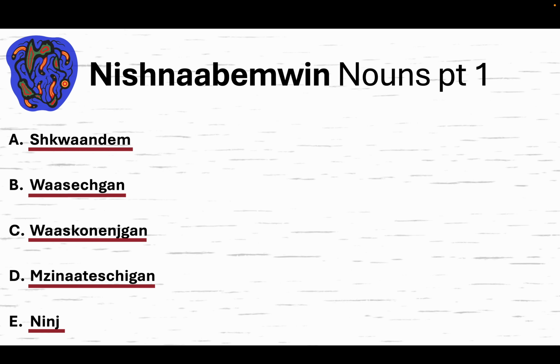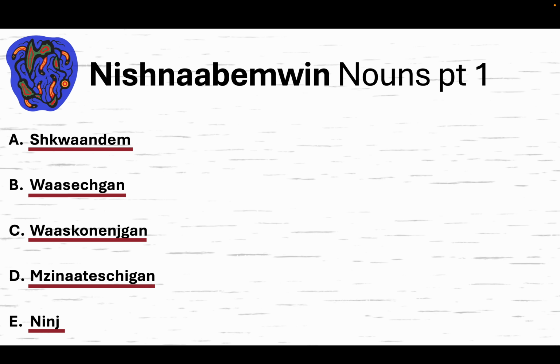So, Nishnaabemwin nouns part 1. We have all the Ojibwe underlined here. Everybody should be writing these down. These are going to be our unit Ojibwe words for this course, and this is the first half. So pause the video here and allow students time to write these down in their notes.